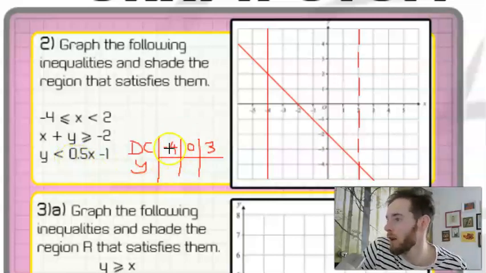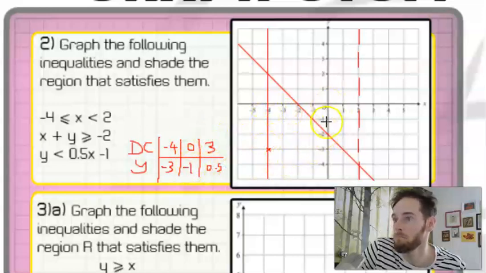So -4 goes in here. Half times -4. Half of -4 is -2. Minus another 1 is -3. 0 goes in there, so that would become 0. 0 take away 1 is -1. And then 3 goes in there, and that would be 1.5. And 1.5 take away 1 would be 0.5. So we've got our 3 coordinates which we can plot. -4, -3, so plot that one there. 0, -1. And 3, 0.5. 3 is at a half, which is there.